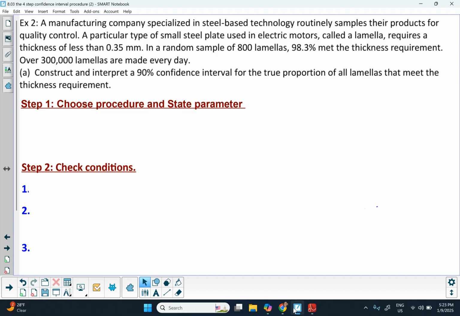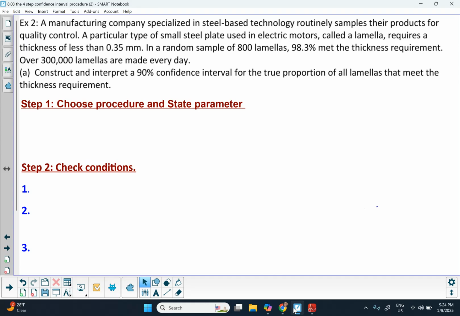A particular type of small steel plate used in electric motors is called a lamella, and requires a thickness of less than 0.35 millimeters. In a random sample of 800 lamellas, 98.3% met the thickness requirement. Over 300,000 lamellas are made every day, and they specifically tell you in the problem that they want you to construct and interpret a 90% confidence interval for the true proportion of all lamellas that meet the thickness requirement.